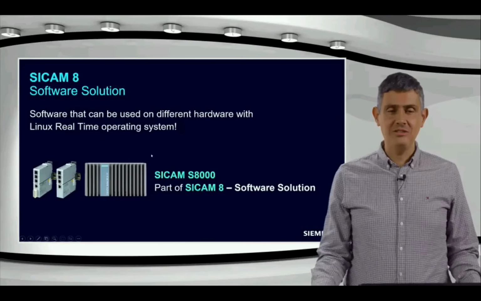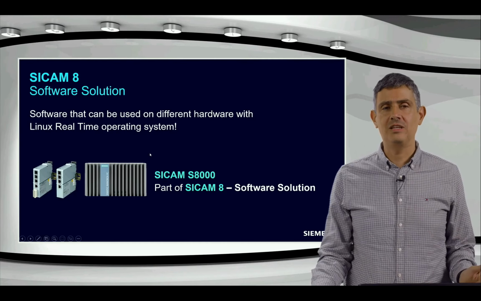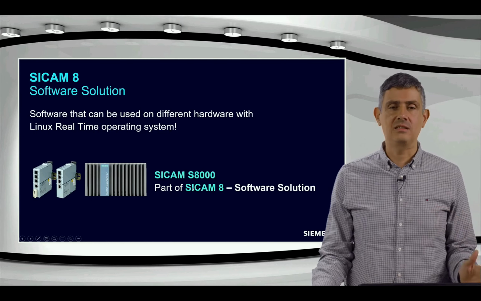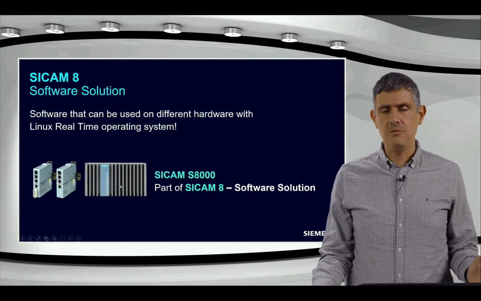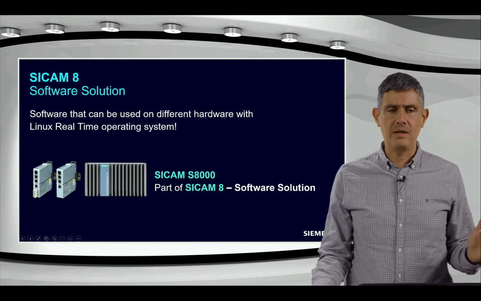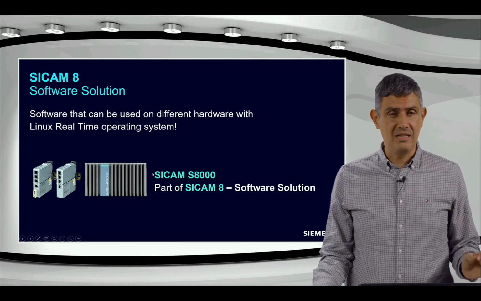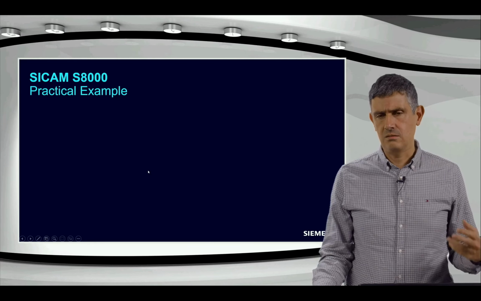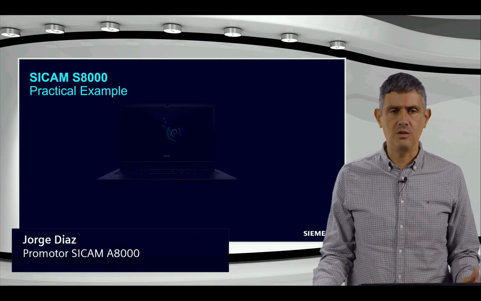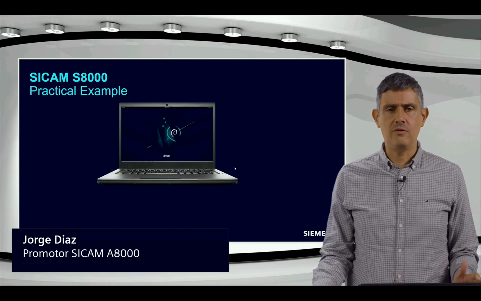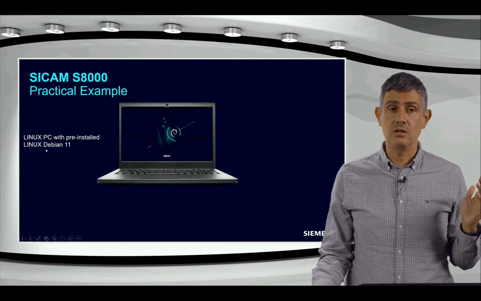So, as mentioned by Michael, I will try to show you in a practical way how you can configure the Sicam A software solution, so-called Sicam S8000, in a Linux-based PC. Basically, it is the same philosophy that we have in our wonderful Sicam A8000 RTUs, but just in third-party hardware. So let's go to the practical example, because this is an easier way to understand what we mean, with all this history about this new platform. So let's assume we have this PC where we have running the operating system Linux Debian 11.